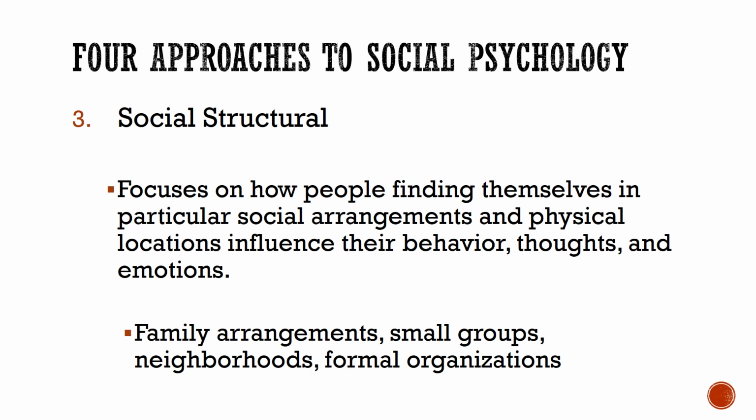Whatever the case, social psychologists who approach the topic from a social structural point of view argue that these arrangements can have a big effect on people's behavior, thoughts, and emotions. For instance, the family arrangements one finds oneself in as a child have a tremendous influence on people's behavior, thoughts, and emotions when they become adults. The prime finding here is that people who grow up in a two-parent household have more positive behavioral and emotional outcomes as adults than people who grow up in single-parent households.